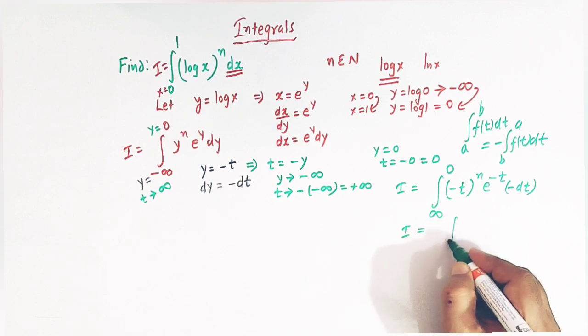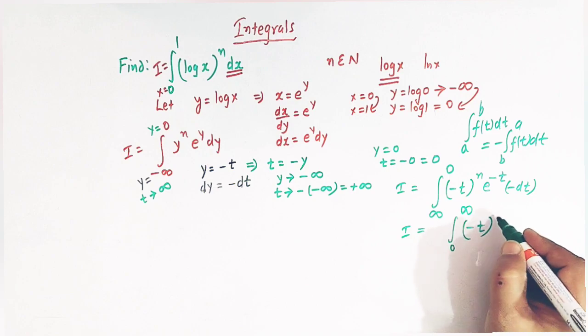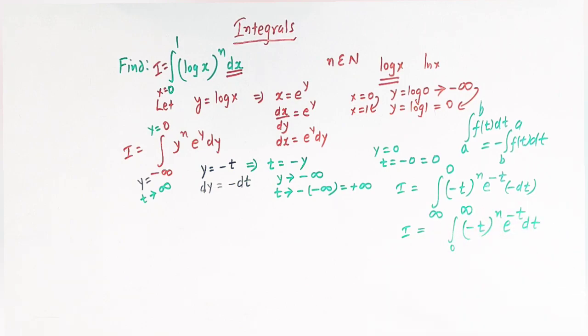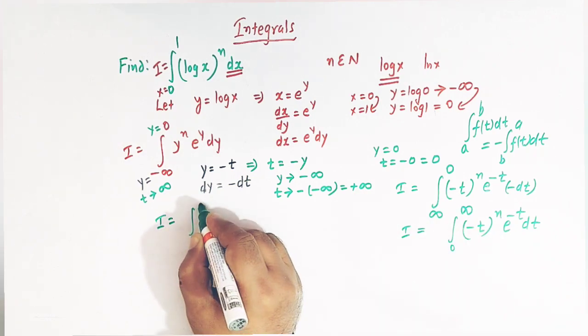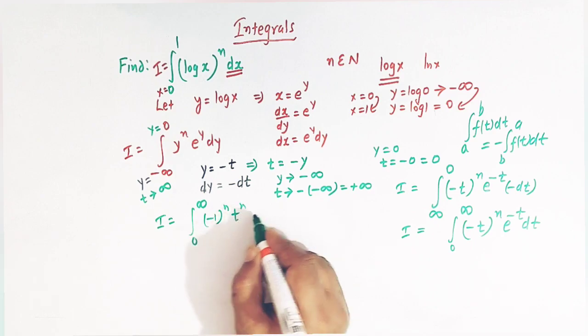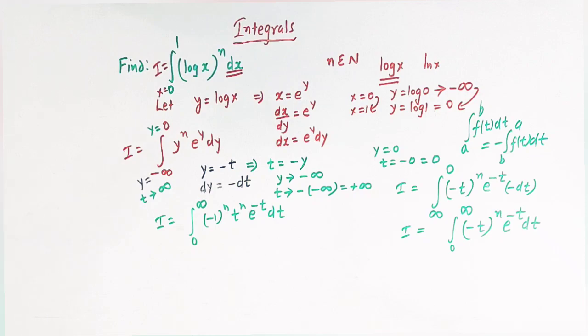So I is now the integral from 0 to infinity of (minus t) raised to n, e raised to minus t dt, right? Okay, now we can rewrite this integral as the integral from 0 to infinity of (minus 1) raised to n, t raised to n, e raised to minus t dt.